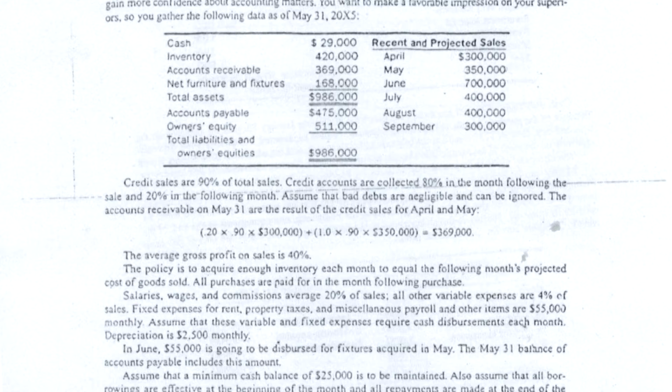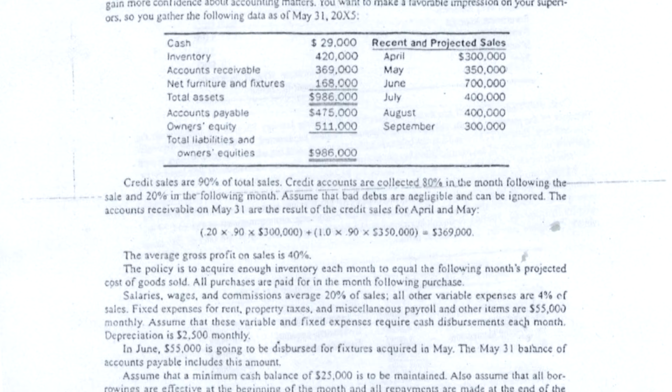So, he has given the cash position of the company. The closing cash balance of the previous year was $29,000, inventory is $420,000, accounts receivables are $369,000, net furniture and fixtures are $168,000, and total assets are $986,000. Now, you talk about the liabilities. Accounts payable are $475,000, owner's equity is $511,000. Again, the liability side is also equal to the asset side.